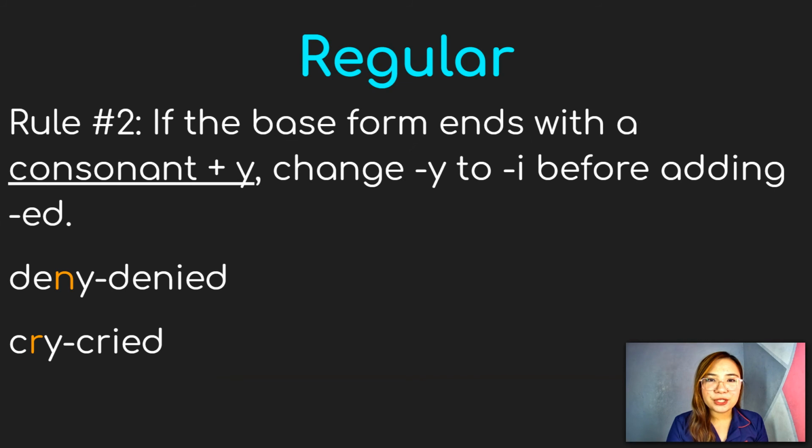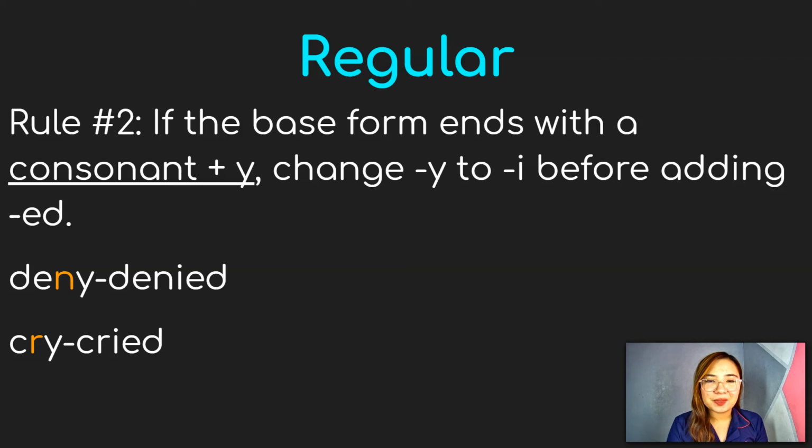For our rule number 2, if the base form ends with a consonant plus a Y, change letter Y to letter I before you add ED. For example, deny to denied, cry to cried. For both words, we have a consonant before our letter Y. That is why we changed letter Y to letter I, and then we are going to add ED at the end.